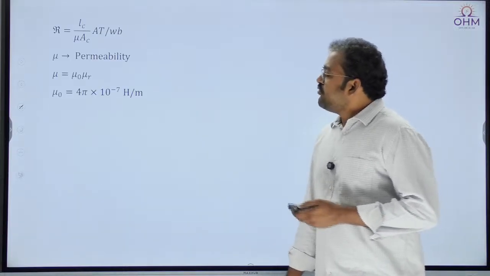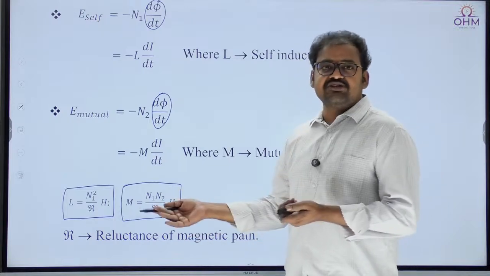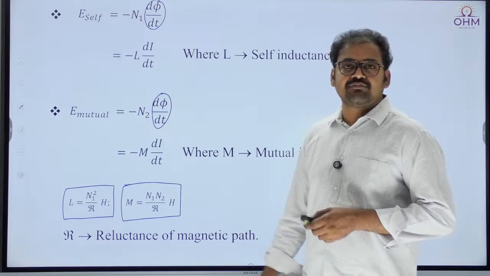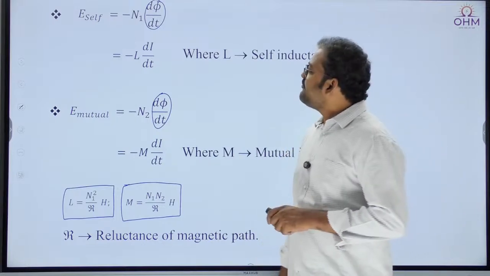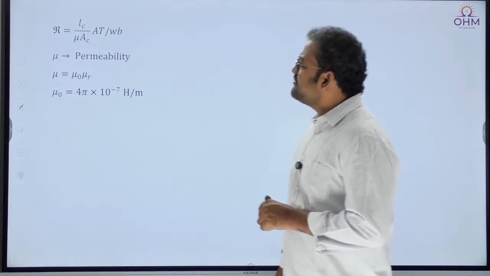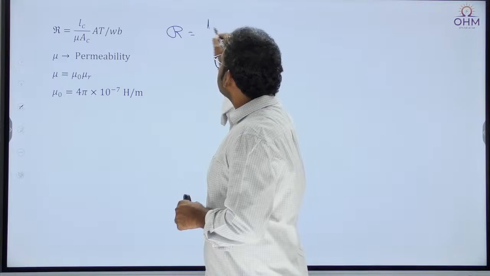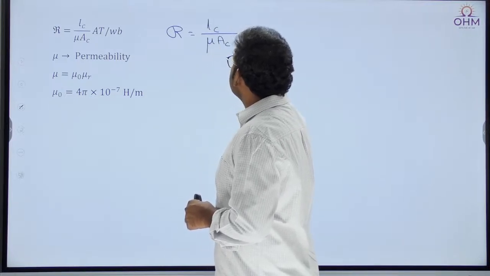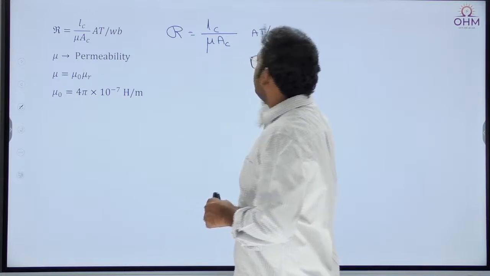Now, what is the reluctance? What is the formula for reluctance? As I told you, the definition of reluctance: it is a property of a magnetic medium which will oppose the flow of field flux. Now, the very important formula: reluctance is equal to the length of the core divided by mu into cross-sectional area, and it is in ampere turns per Weber.